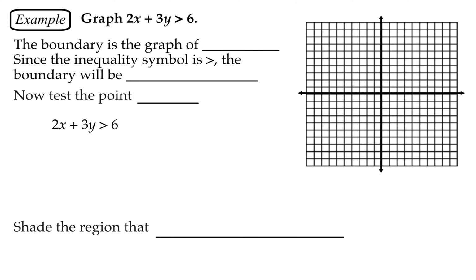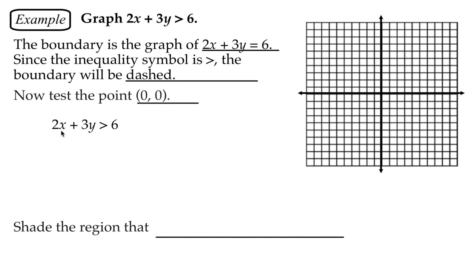So here's an example. We are to graph the inequality 2x plus 3y is greater than 6. So the boundary is just the graph of the line 2x plus 3y equals 6. And since our inequality is a greater than, that tells us that the boundary is going to be dashed or dotted. It's not solid, so make sure you give it a dashed line. And then we're always going to test the point 0, 0, the origin.